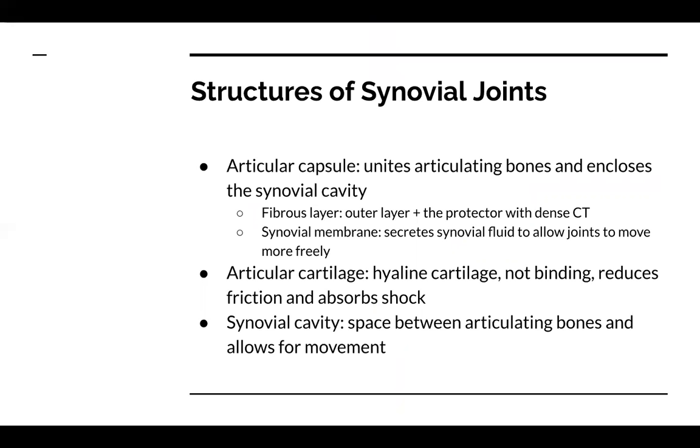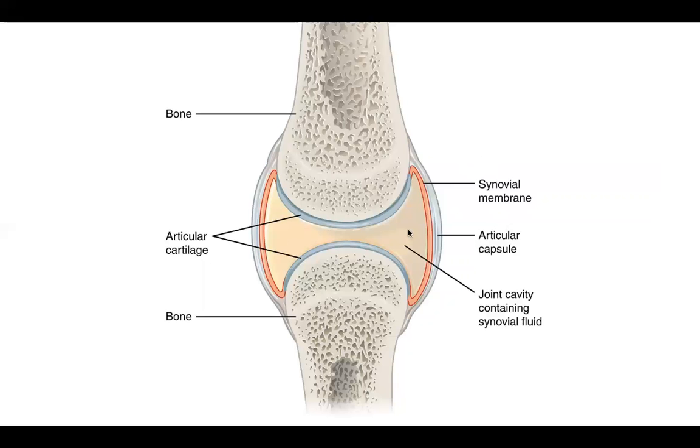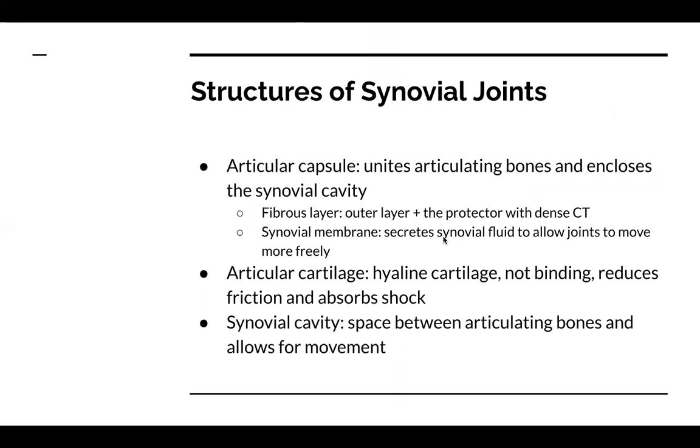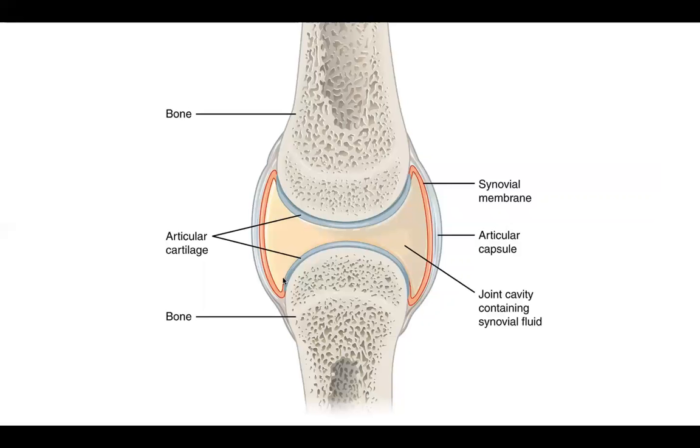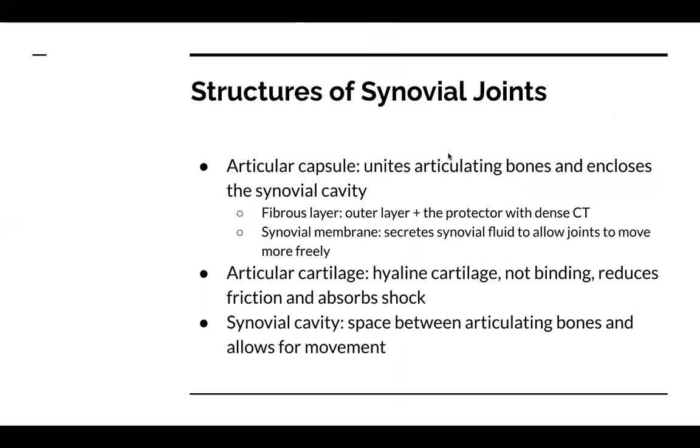The articular capsule, which is this bluish thing right here, unites the bones, as you saw, and it encloses the synovial cavity. So this is the cavity, and the capsule joins your bones and is an outer layer for that. It has two layers. The outer layer is the fibrous layer, and it protects the articular capsule with dense connective tissue. On the inside is the synovial membrane, which secretes synovial fluid, and this allows joints to move more freely, so you get a range of motion.